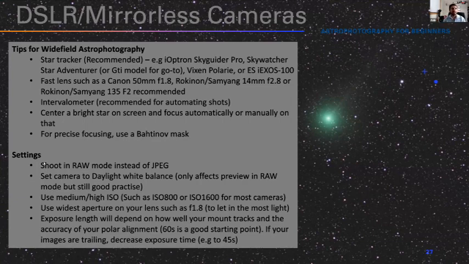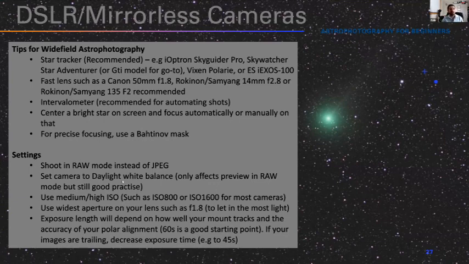And as far as settings for wide field imaging with DSLRs or mirrorless cameras, or really any sort of imaging, always shoot in RAW mode instead of JPEG. That'll preserve the most amount of information because you'll be doing the processing later instead of processing in the phone like you would with cell phones.